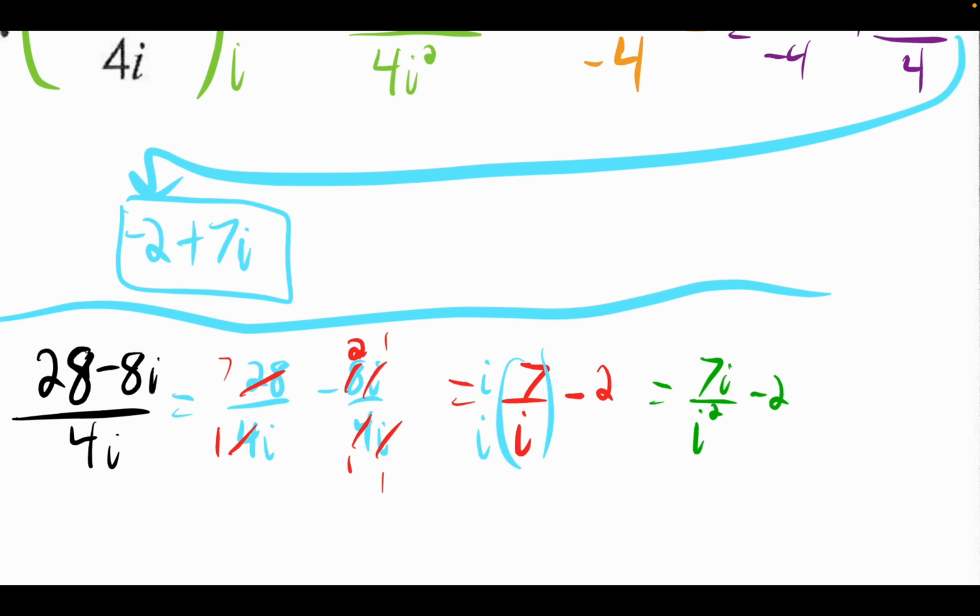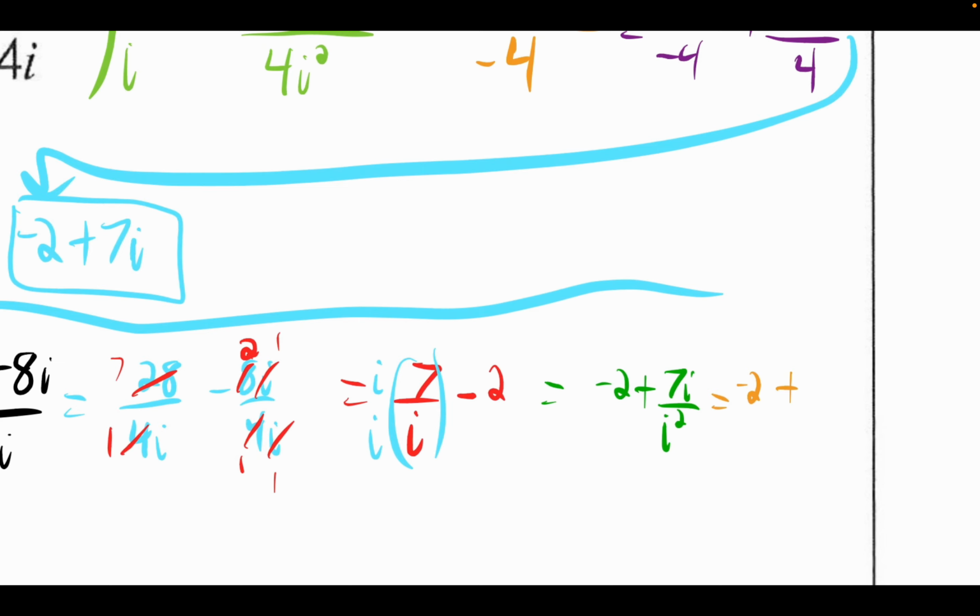And we'd actually want to write the negative 2 first. So I'm going to go ahead and change this. So the negative 2 comes first. The non-imaginary part, the real part, comes first. And then we say, okay, well, negative 2 plus 7I over negative 1, which is I squared, which is really negative 2 minus 7I. Oop, I must have made an error here.